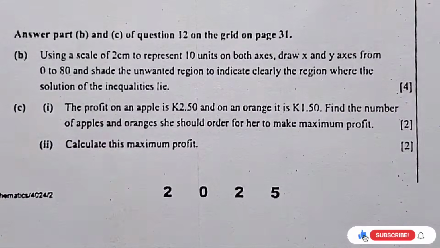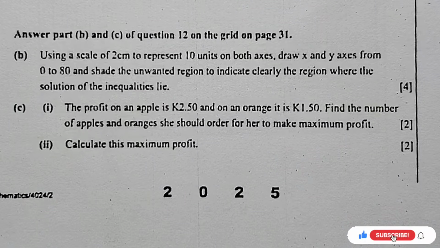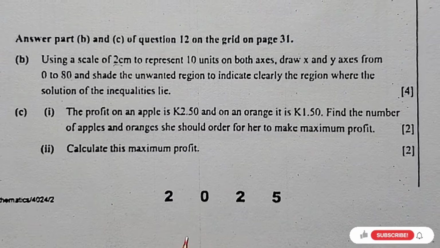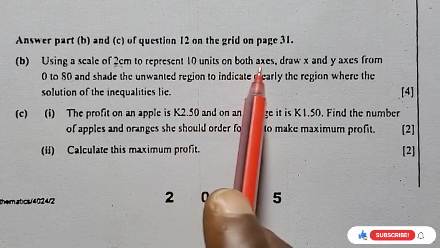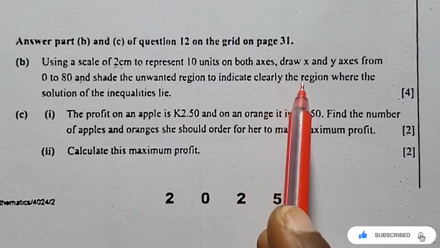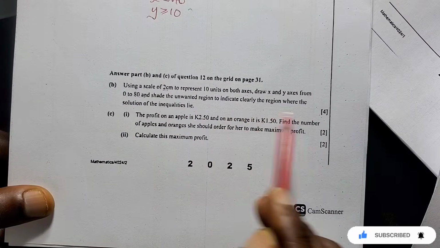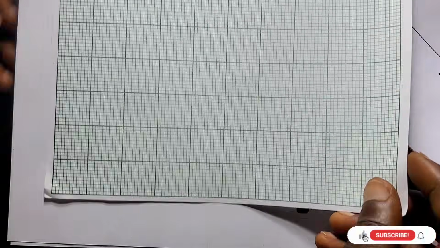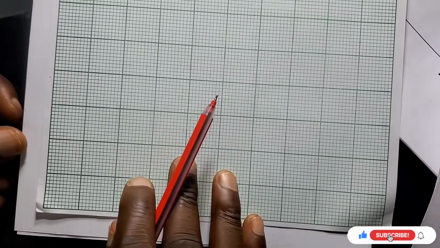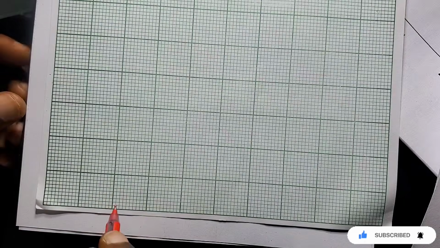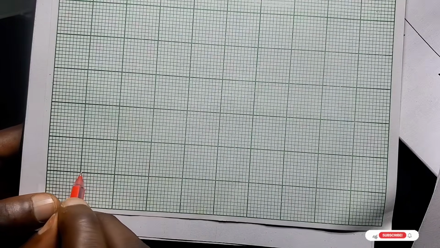We are told to use a scale of 2 centimeters to represent 10 units on both axes. Draw X and Y from 0 to 80 and shade the unbounded region. Indicate clearly the region where the solution of the inequalities lie. 4 marks. You should know, guys, that on our graph here, you don't have negative sides.